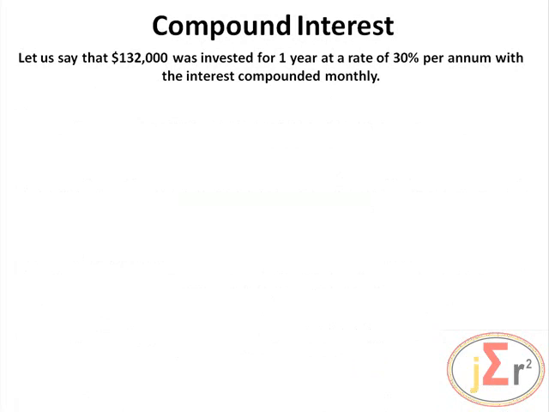Let us say that $132,000 was invested for 1 year at a rate of 30% per annum, with interest compounded monthly. Do not forget now, the rate is per annum. And how is it compounded? Monthly.